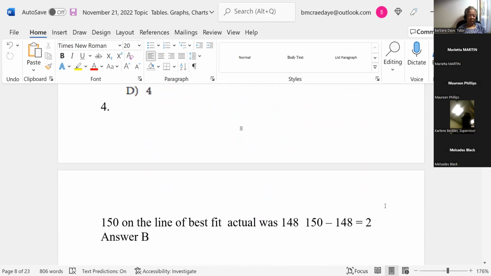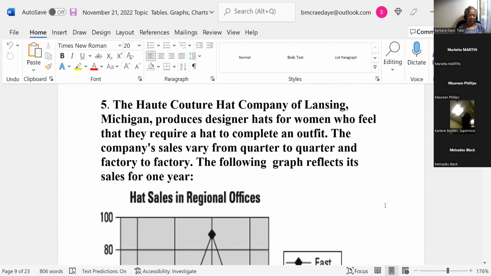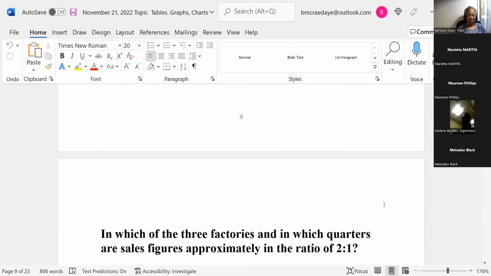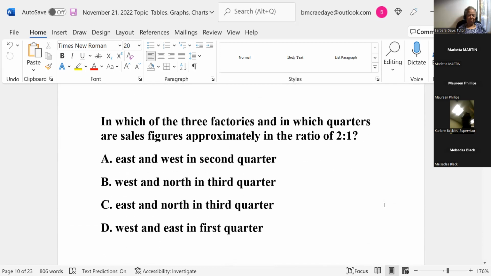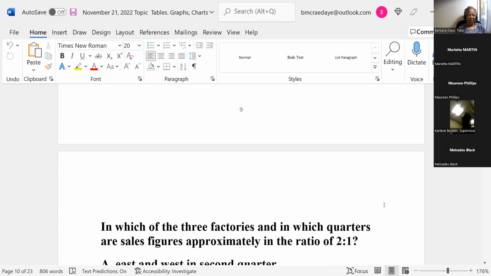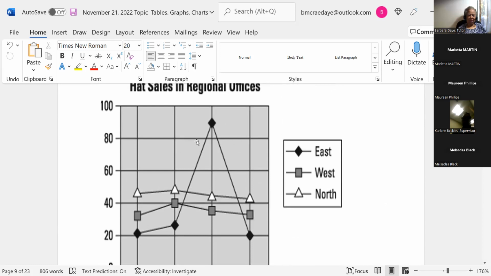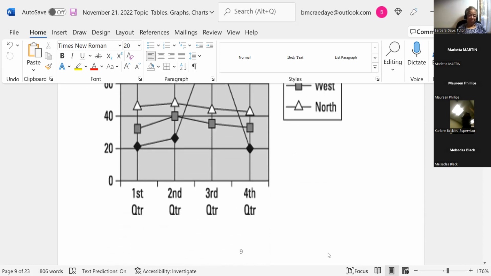Okay, let's look at number 5. Anybody do number 5? Let me see what I had for 5. What did you have for 5, Maureen? I had C for 5, but I don't know if it's right. East and north in the third quarter. Okay, there's east and there's north. Maureen has the answer. Now, Maureen, that is correct.